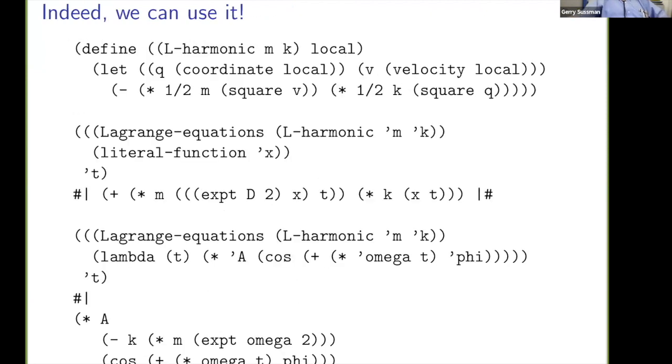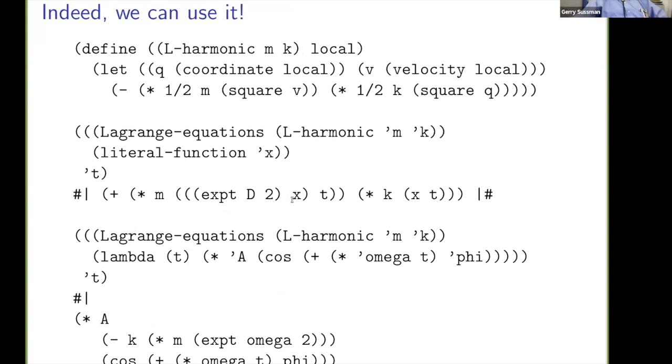So for example, I can define a harmonic oscillator, which is the only thing I can put on a slide that fits, okay? A harmonic oscillator, which is a mass m and a spring constant k. So the spring-mass system, get the Lagrange equations for it. If I don't know what the answer is, oh yes, it gives me the differential equation. This is the residual.